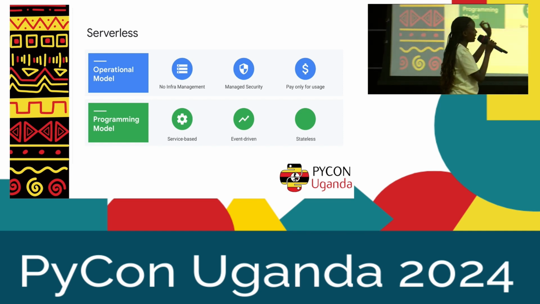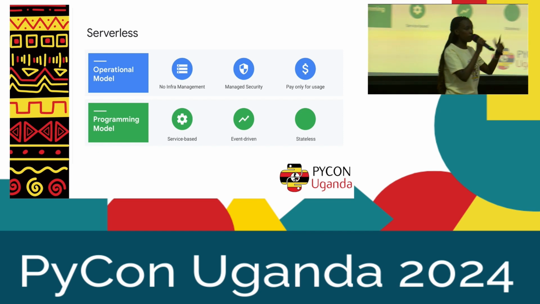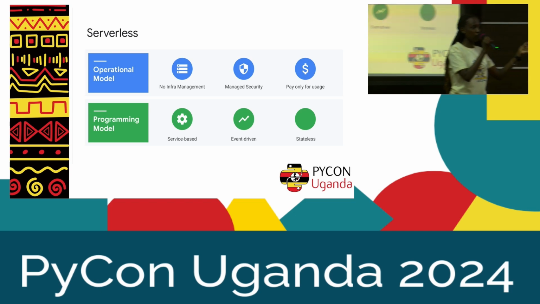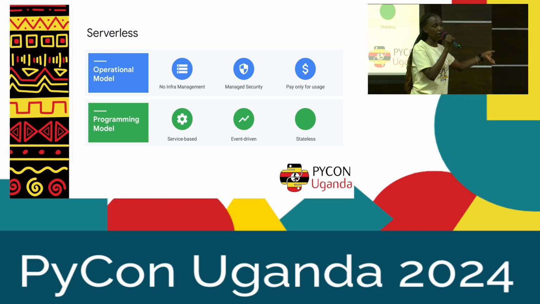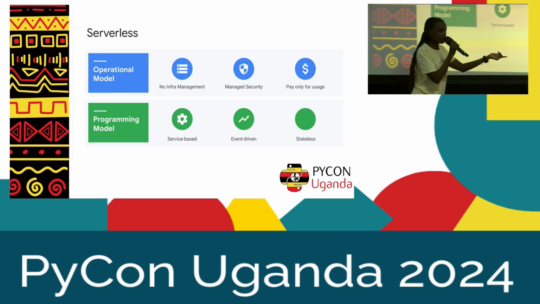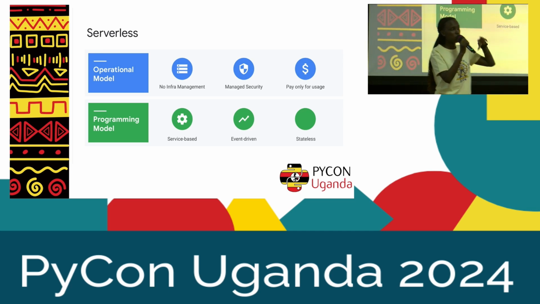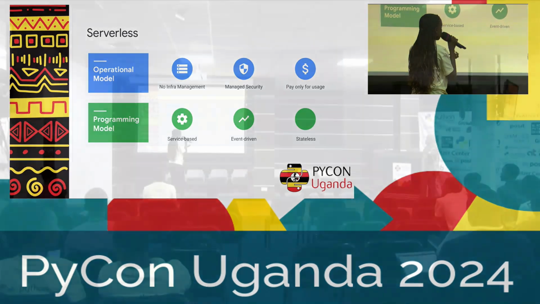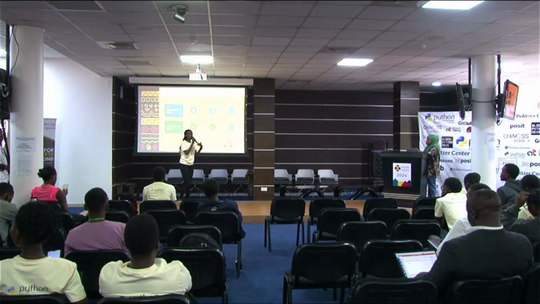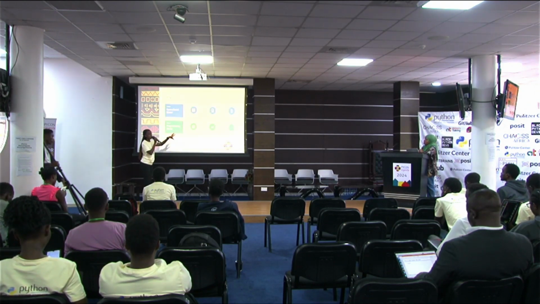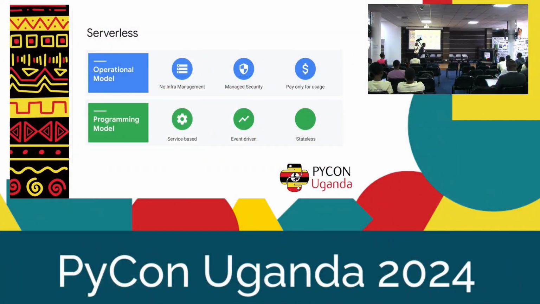Service-based, event-driven. Event means that if this happens, then run my script. If A doesn't happen, then don't do this. That is the event-driven. And stateless, still for the functions: you don't have any data inside the cloud. You're just running functions. That is what I mean by stateless. So that is the programming model. You're programming your functions, and then you're running your application.